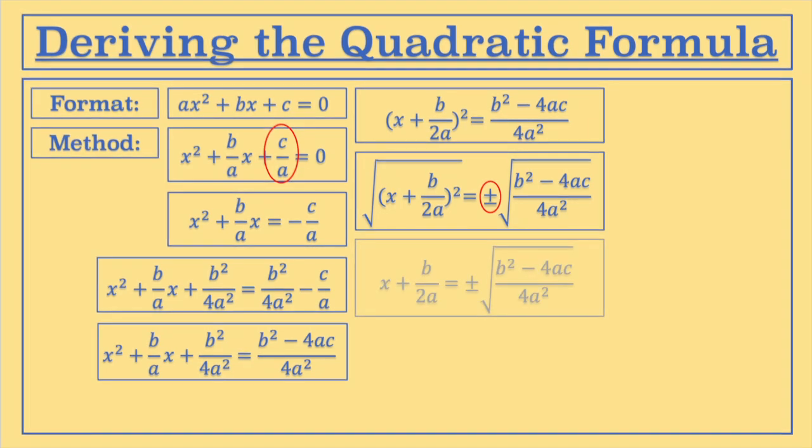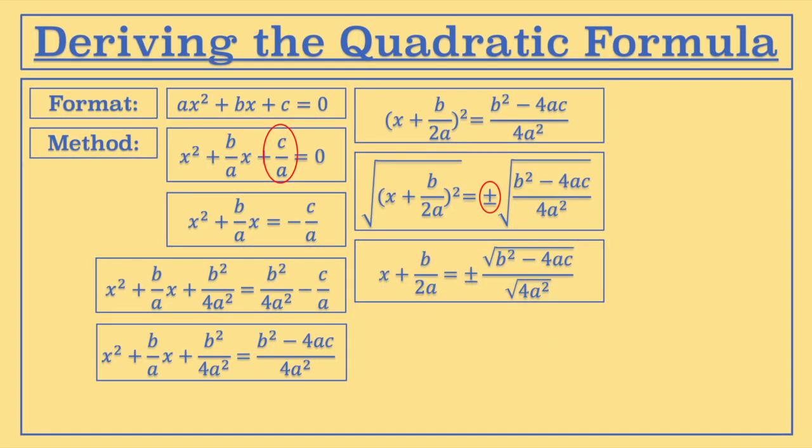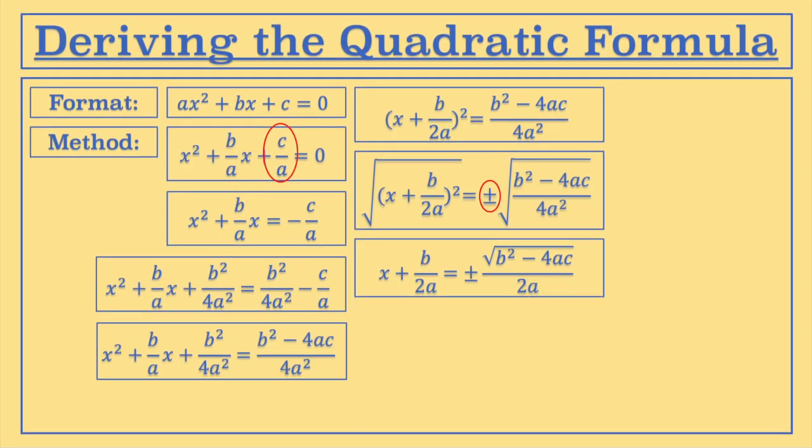So here we have x plus b over 2a equals the square root of b squared minus 4ac over 4a squared. Using root laws, we can split the square root on the right-hand side into the square root of b squared minus 4ac over the square root of 4a squared. We know that 4a squared is the square of 2a. Therefore, we can simplify the square root of 4a squared to 2a. Now we have the equation x plus b over 2a equals the square root of b squared minus 4ac over 2a.